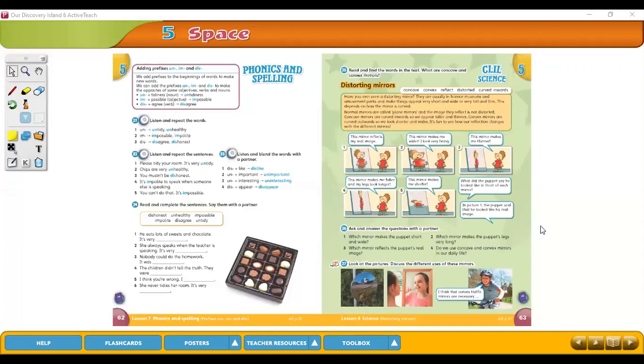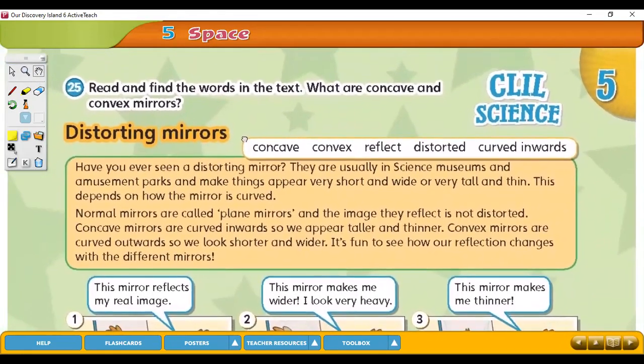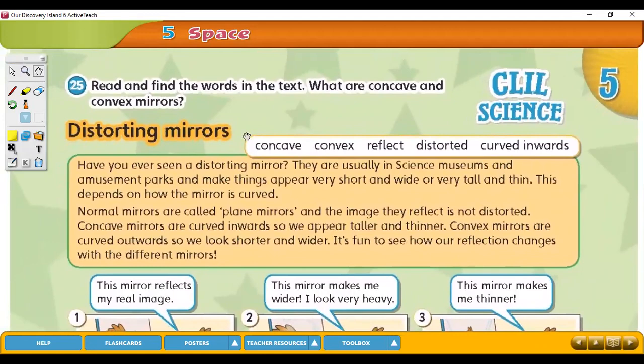Today, inshallah, we're going to continue where we stopped last time in the ODI, Unit 5, Space. I need you all to bring page 63 here. Okay. As we can see here, we have the title Distorting Mirrors. So from the title, we can expect that we're speaking about mirrors, okay?